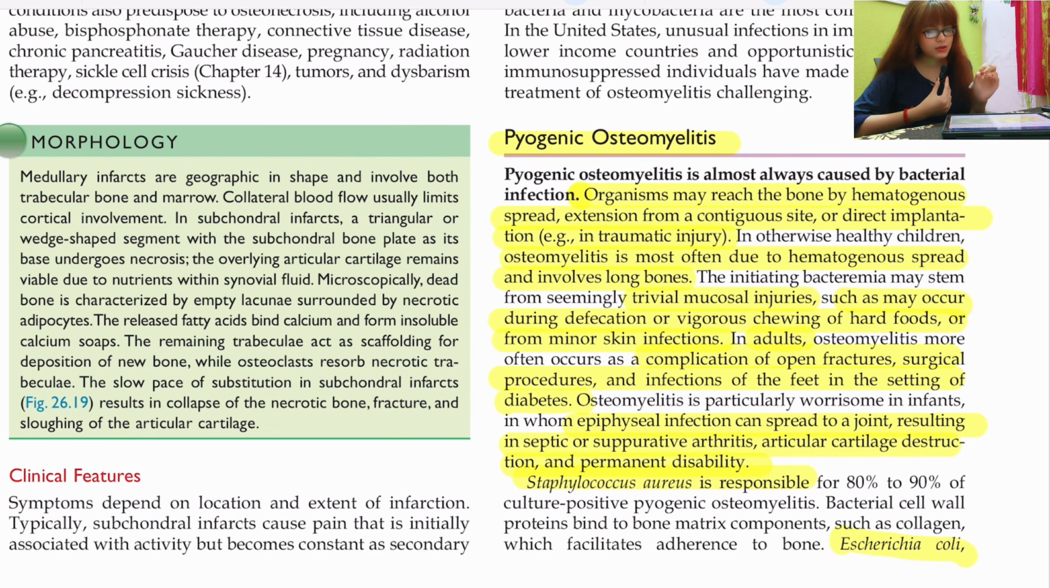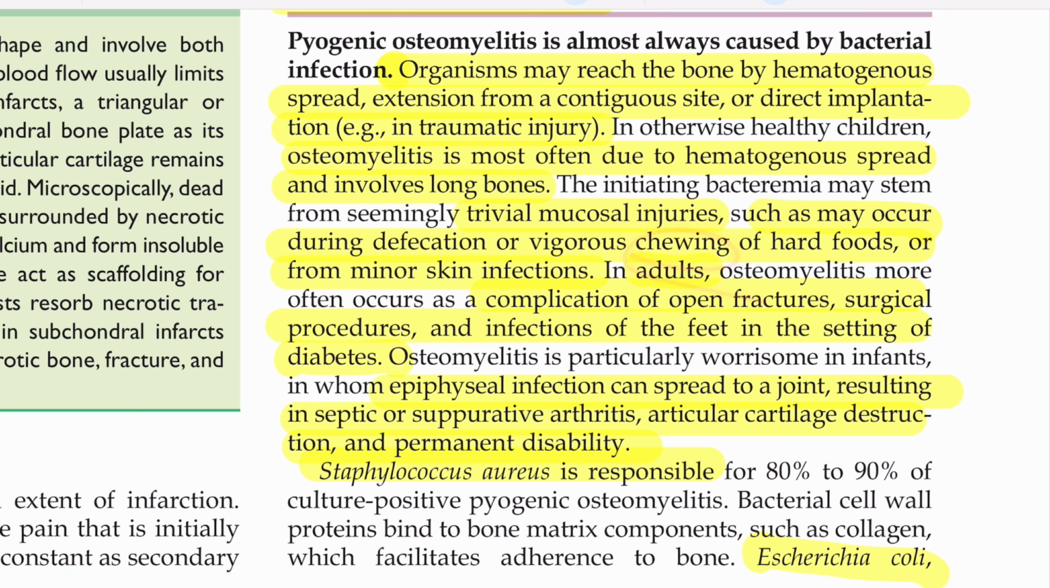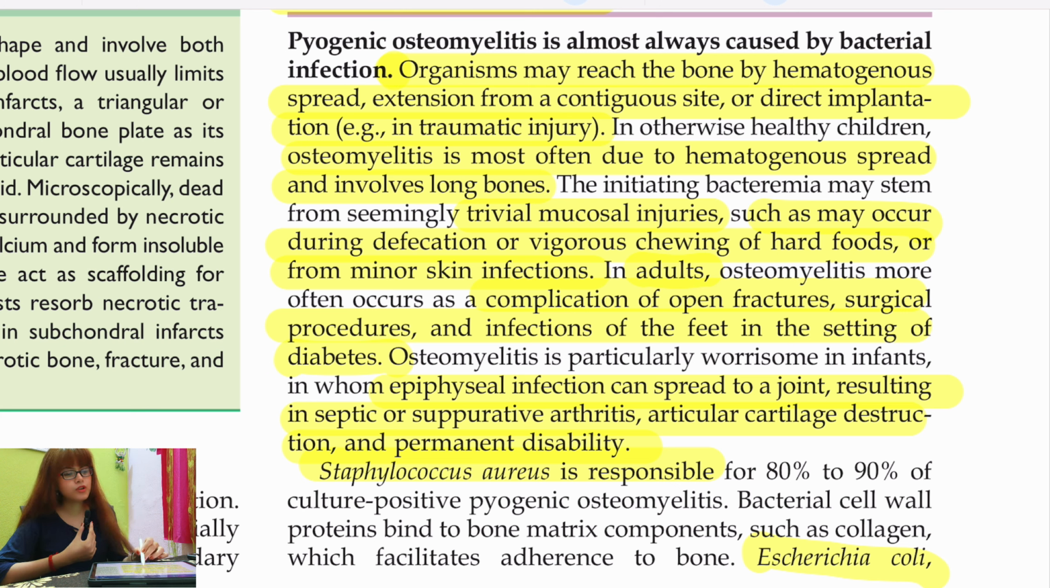Now, most importantly, coming to osteomyelitis, I will explain this from my notes also, but I just want to mention here how these organisms reach the bone. They mainly reach the bone by hematogenous spread. So you know that in osteomyelitis, first the organisms have to have access to the bone. So how do they reach the bone? They mainly reach the bone by the hematogenous process, especially in children. But in adults, these organisms reach because of complications of an open fracture, surgical procedure, or infection in case of diabetes. So all these are methods by which these organisms ultimately reach the bone.